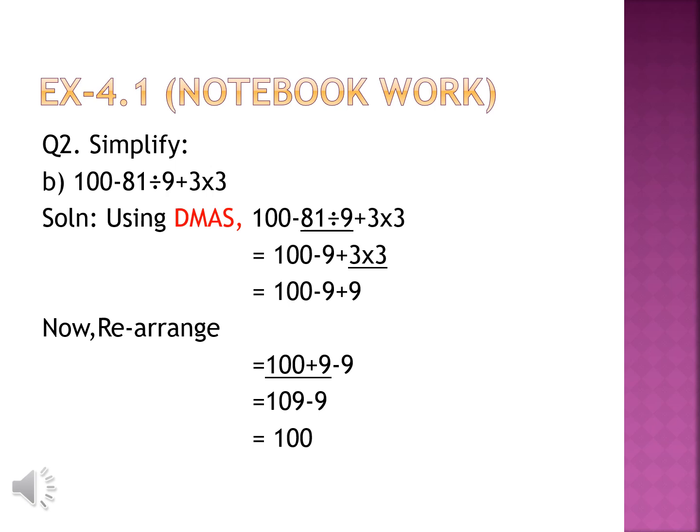So 3 multiply 3 I have underlined. Now 3 3s are 9. Only this answer will change. The rest of the question remains the same. So it is 100 minus 9 plus 9. We reached this step. Now at this step, if you see clearly, you will see the point that we discussed 5 minutes ago. At this step, you have 2 operations, addition and subtraction in the question.